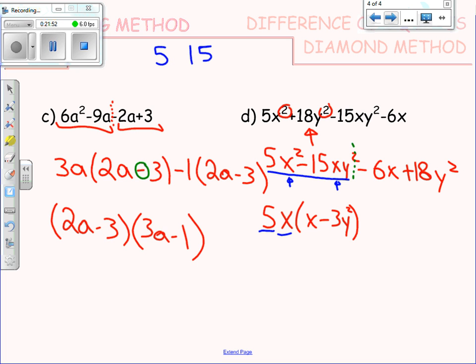Next one. Negative 6 is what we're going to take out. It left you with x, and it left you with negative 3y squared. Those two things are the same. What's the greatest common factor we're going to take out? The greatest common factor we're going to take out is x minus 3y squared and x minus 3y squared.